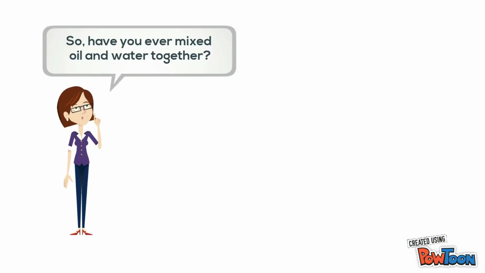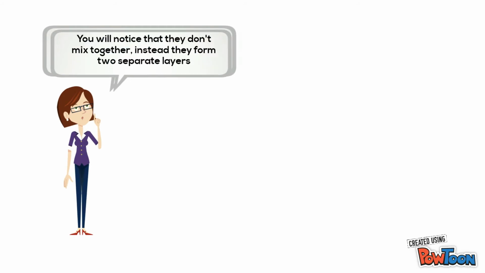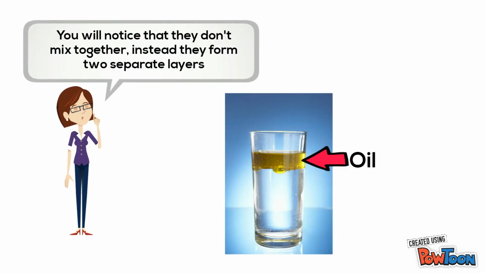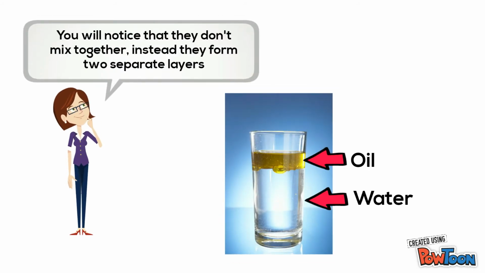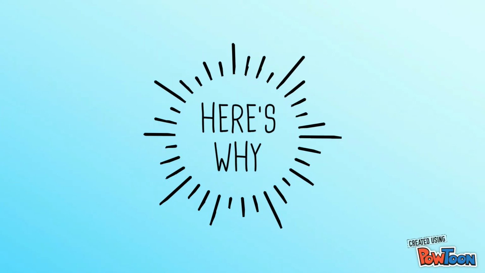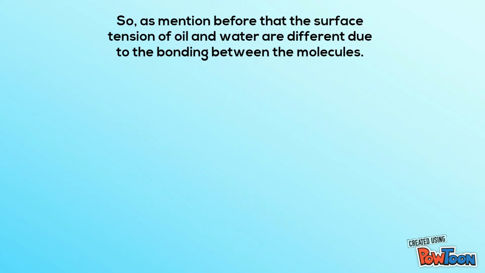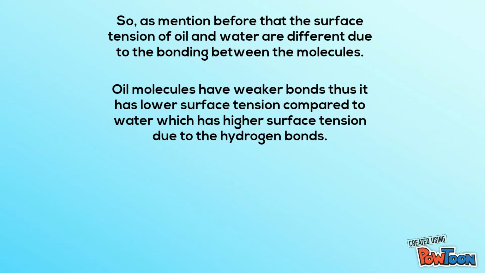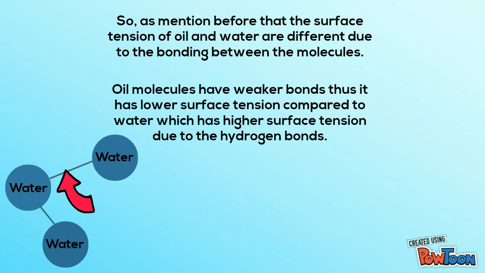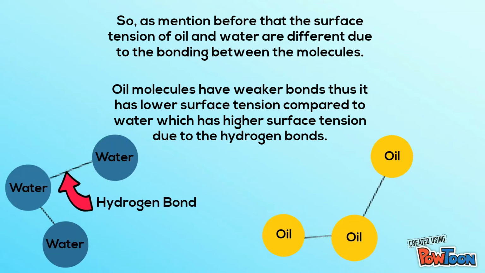So, have you ever mixed oil and water together? You will notice that they don't mix together. Instead, they form two separate layers. Here's why. The surface tension of oil and water are different due to the bonding. Oil molecules have weaker bonds, thus it has lower surface tension compared to water, which has higher surface tension due to the hydrogen bonds.